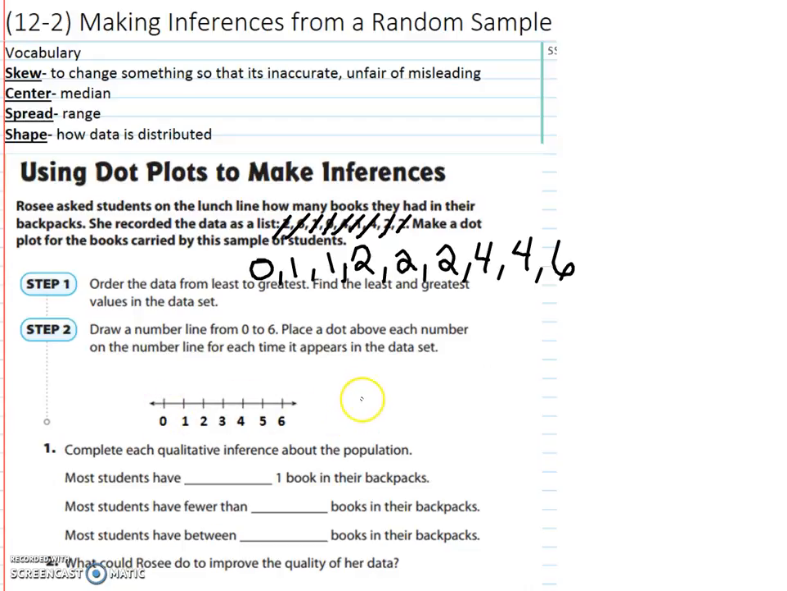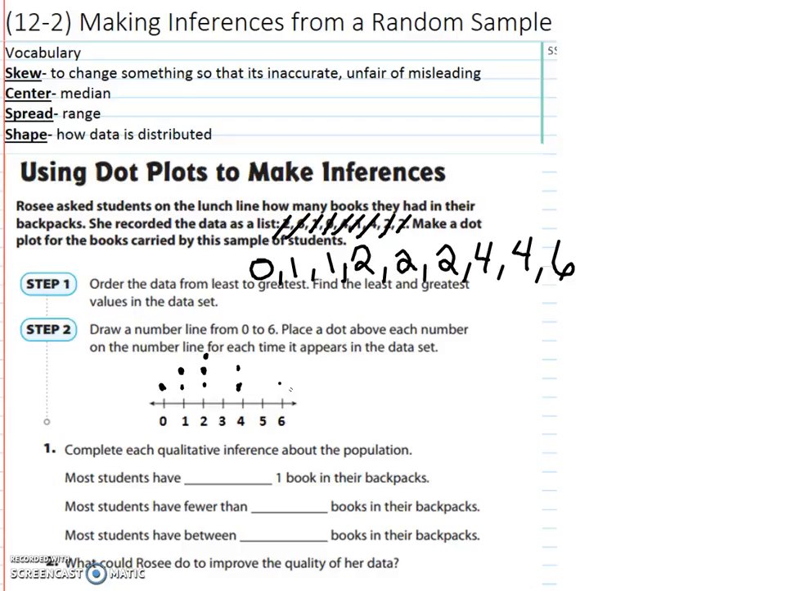That's already done for us. And place a dot above each number on the line. So we have one 0, two 1s. We have three 2s. We have no 3s. Two 4s. And one 6.